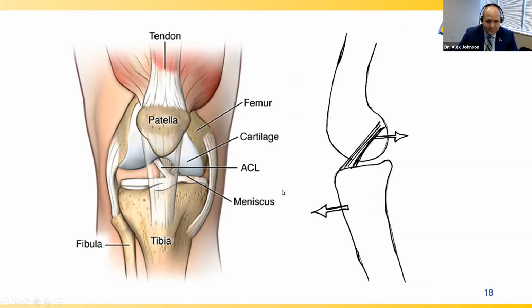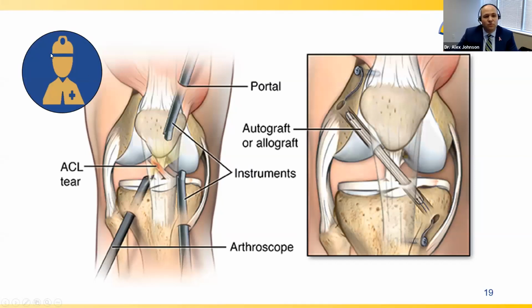And if that's the case, this is something that usually does require surgery. And so we would actually reconstruct that ligament doing a procedure where we put a scope in the knee and look through cameras, and then we can actually reconstruct that ligament to make it work correctly again.